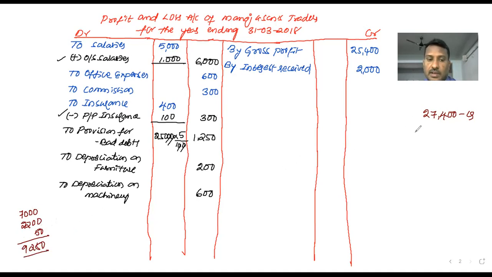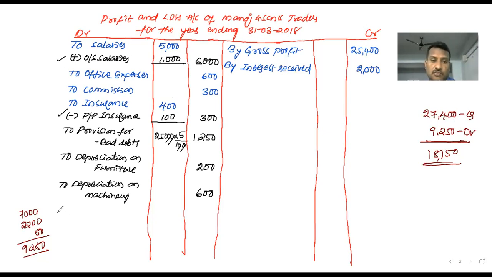9,250. Let's see. So the total amount of debit 9,250 means the total amount of credit is higher than the total amount of debit, which means the profits are more than expenses and losses. So finally, the ultimate result is the profit. What is the profit amount? Let's see. 18,150 is the net profit.